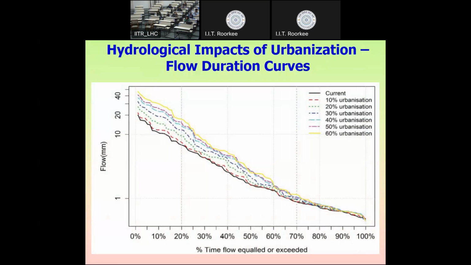Okay, percentage of time can vary only between 0 to 100. 0 means nothing is there, 100 means 100%. One year has 365 days, so 100% time is at all the days in the year. So all the time in a year, at least this much flow is present in the river.